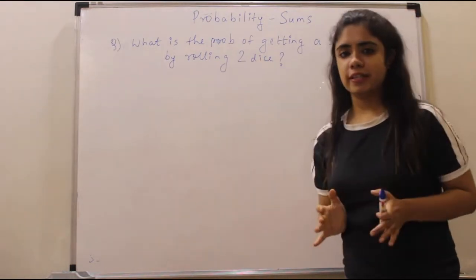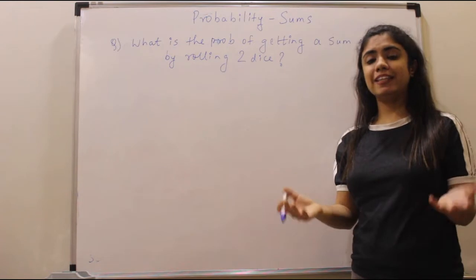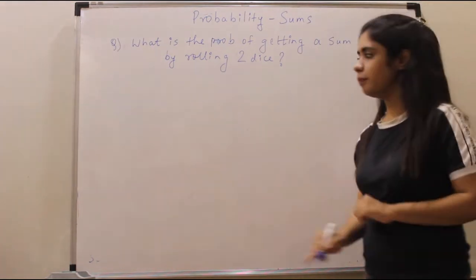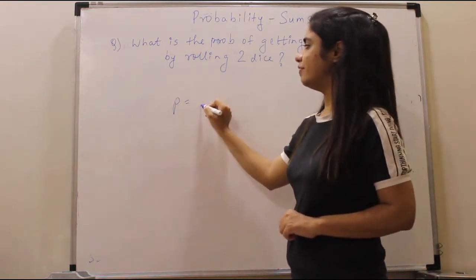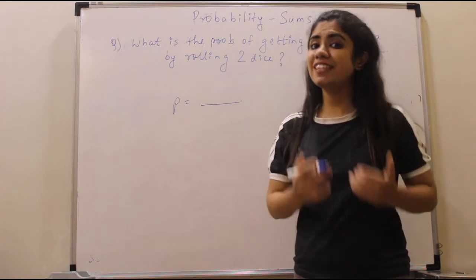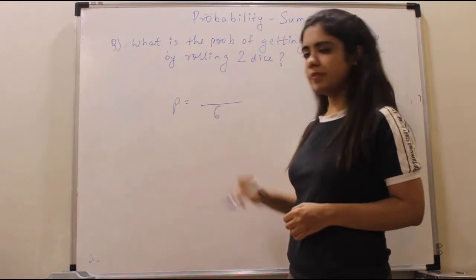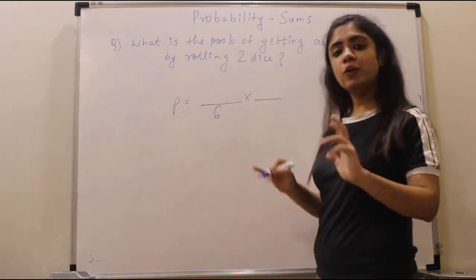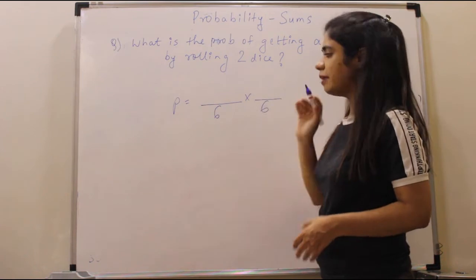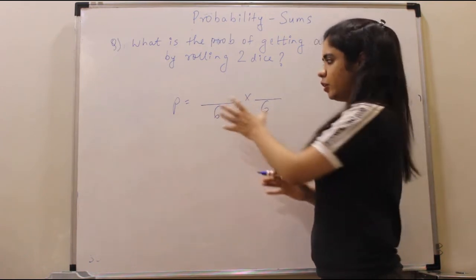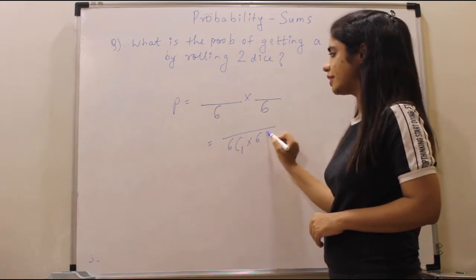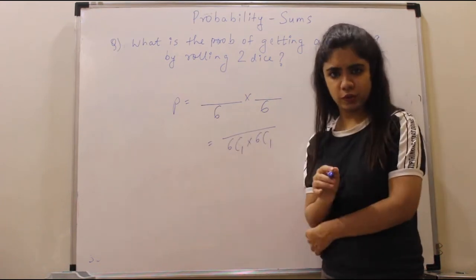See, you're going to roll 2 dice. What is the probability that the sum of those numbers turns out to be 9? Okay. Now let's talk about the denominator first. I roll the first dice. How many options do I have? I have 6 options. So my denominator becomes 6, into, I roll the second dice. Again I have 6 options. So my denominator again becomes 6. Or I can write this as 6C1 into 6C1. You can write it this way also.